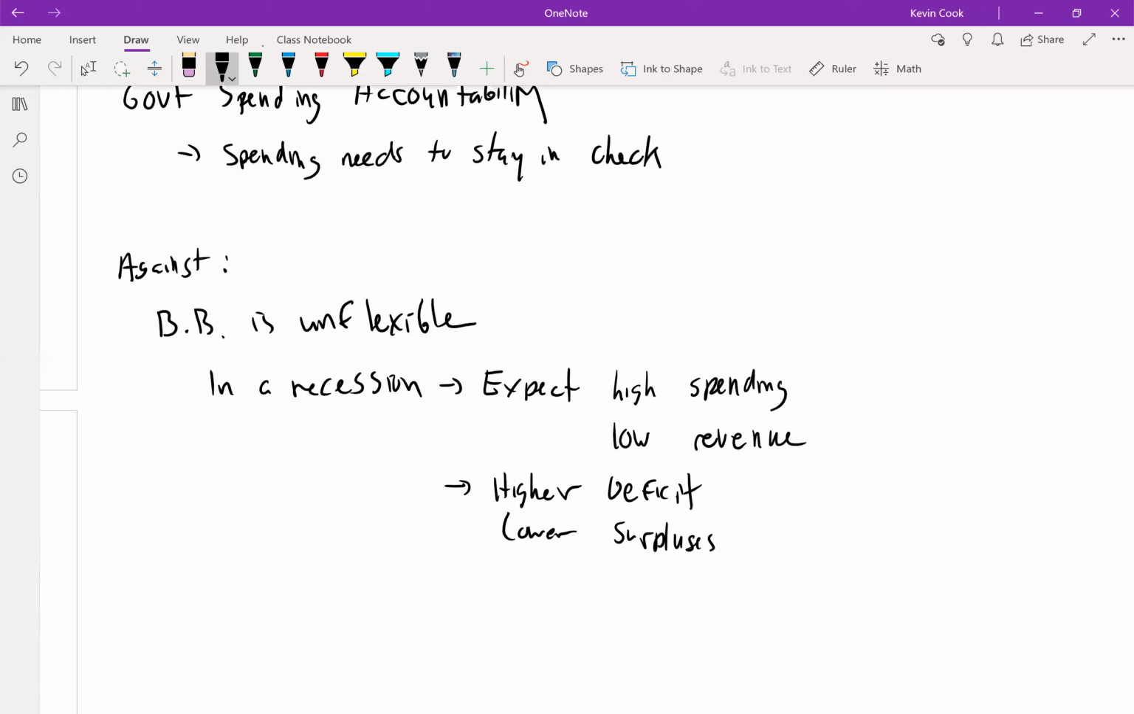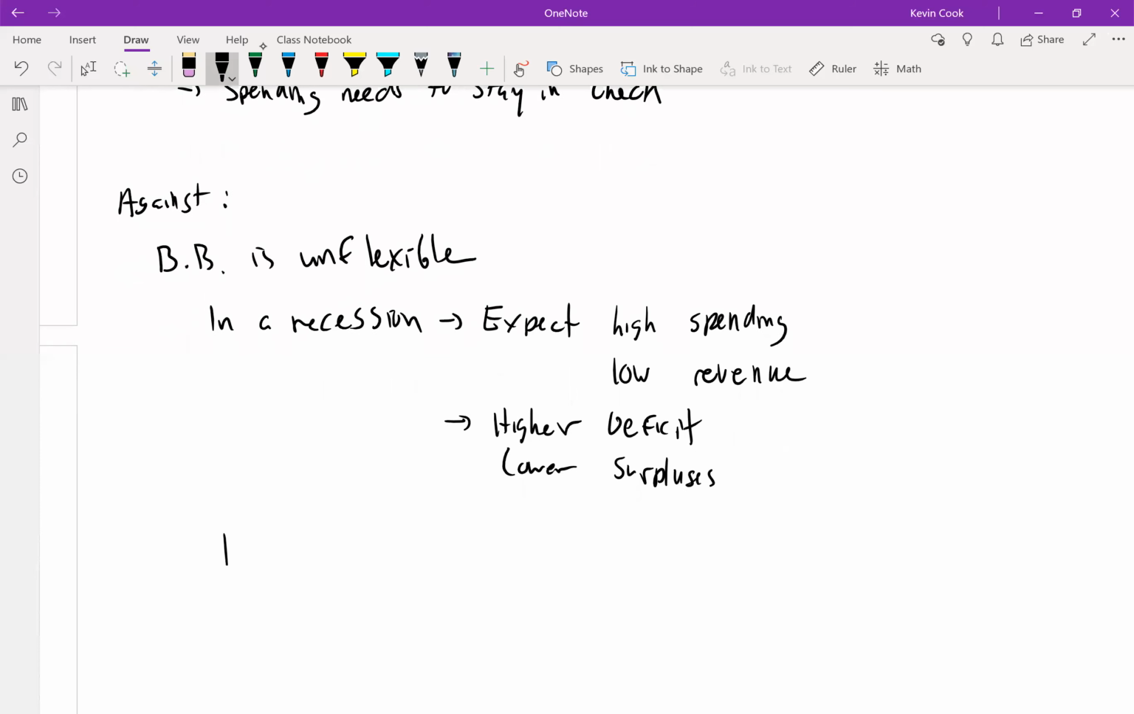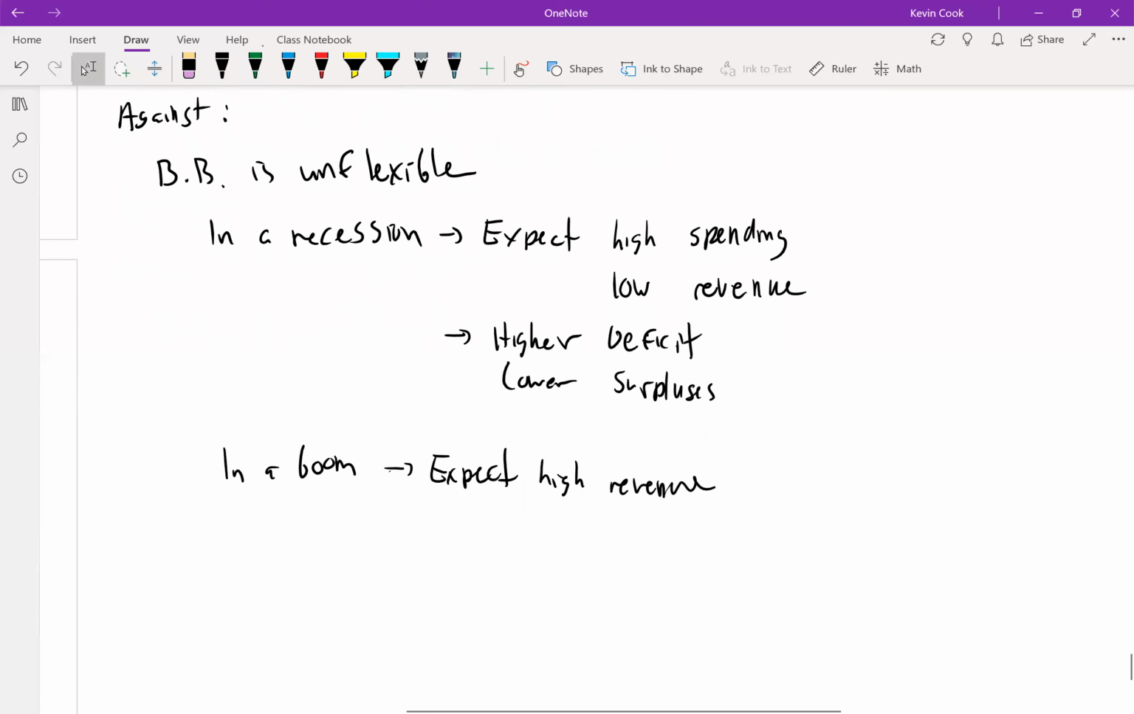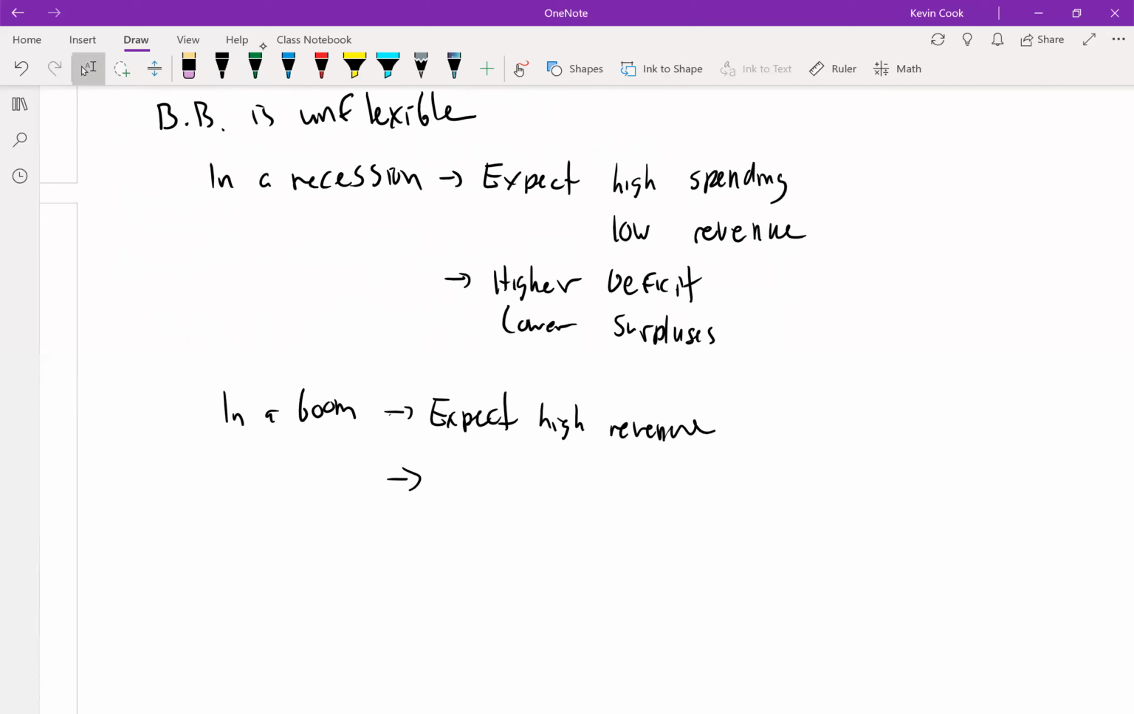However, on the other side, if we're in a boom, we may expect higher revenue. And I'm not going to say we're going to expect lower spending, because you can imagine government doesn't really take spending easy much. But when we're in a boom, we'll often see a higher surplus or a lower deficit.